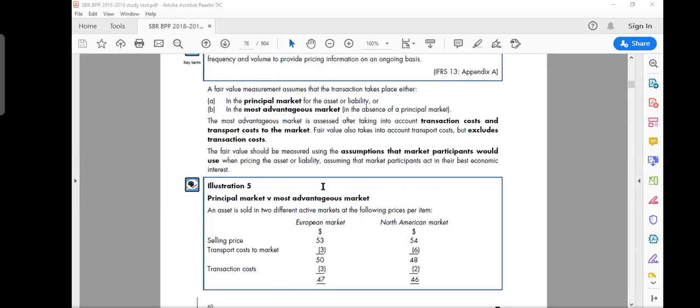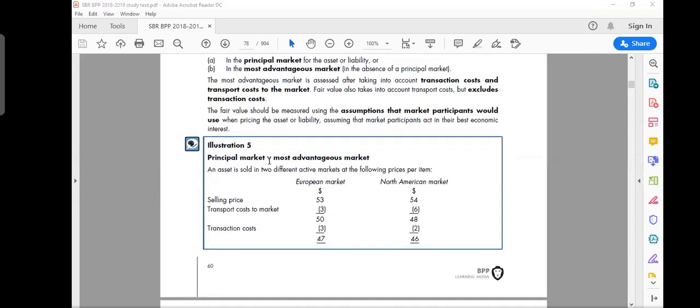Let's suppose this is illustration number 5. It says principal market versus most advantageous market. An asset is sold in 2 different active markets at the following prices per item. So this is one particular asset. In the European market, the selling price is 53. The transportation cost to the European market is $3. It comes to 50, and then there are some transaction costs. The selling costs are 3, so it comes to 47.